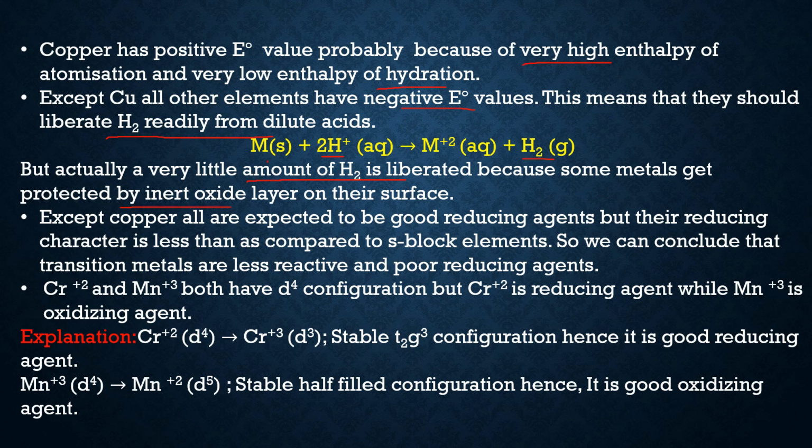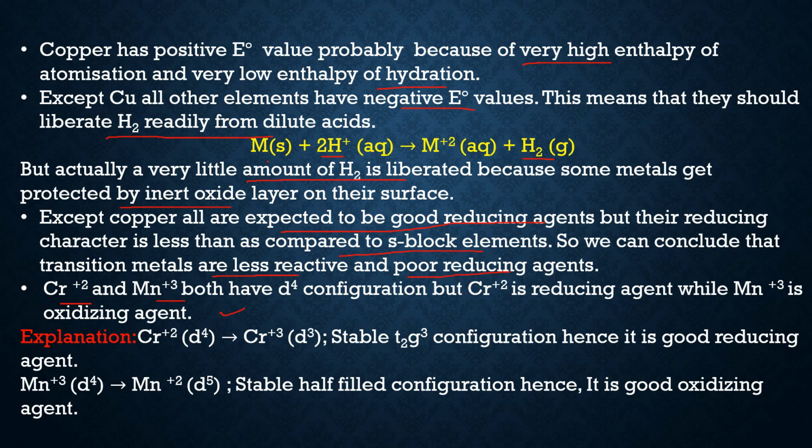The next point is that except copper, all are expected to be good reducing agents because they all have negative electrode potential values, but their reducing character is less as compared to s block elements. So in general we can say that transition elements are less reactive and poor reducing agents as compared to s block elements. Next, chromium plus 2 and Mn plus 3 both have d4 configuration, but Cr plus 2 is a reducing agent while Mn plus 3 is an oxidizing agent. This is a very important question.